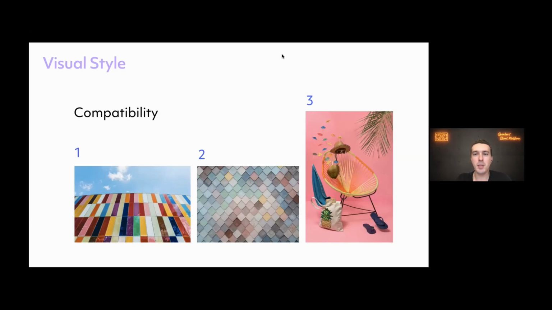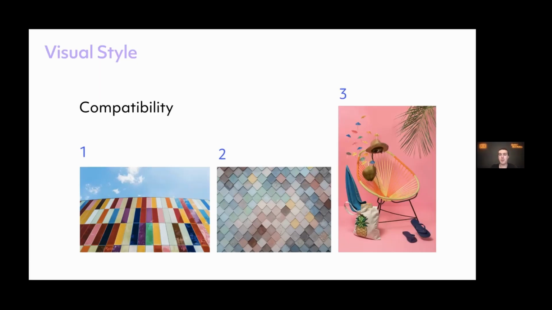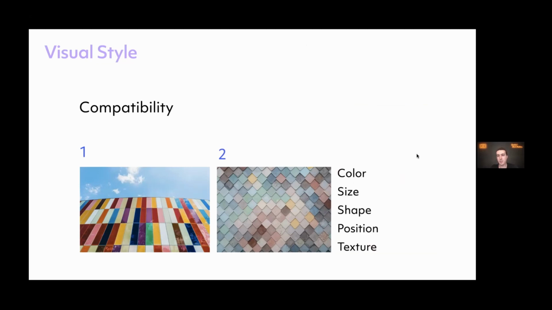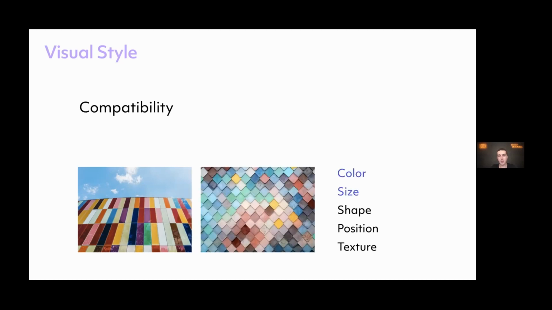Okay, probably it's not very obvious, but for most of the parameters, the last image, the third image, is excess. And you can tell it by color, size, shape, position, and texture. And these 2 images are relevant to each other, and they can be much more compatible if we fix the color and size of the images.